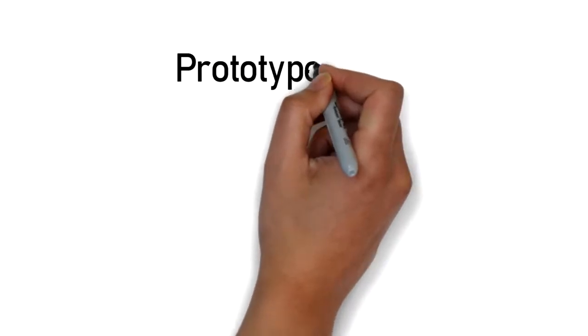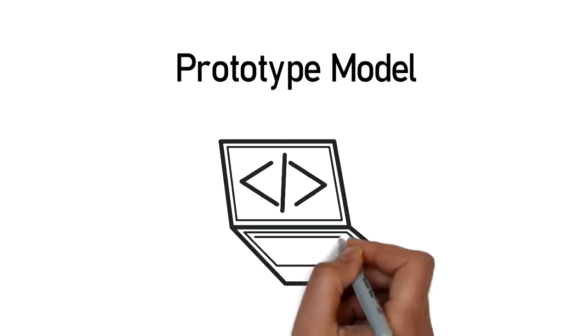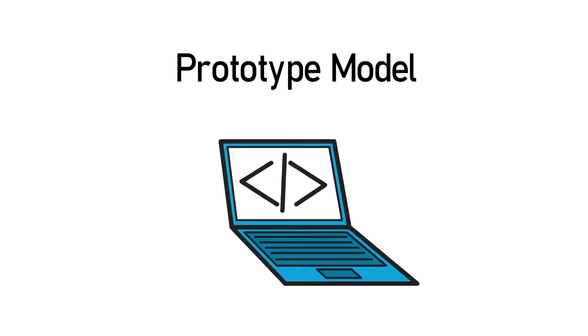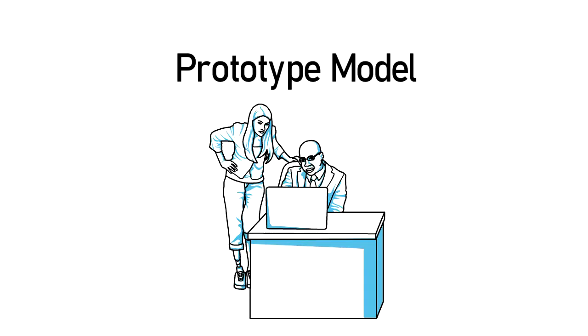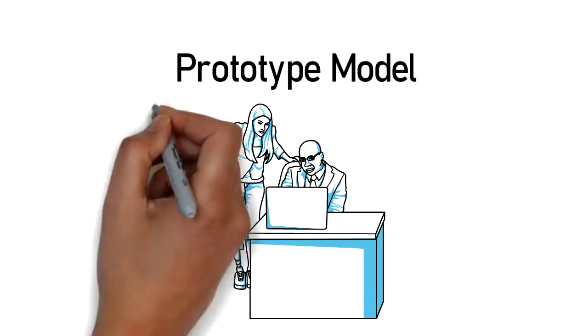Next comes the prototype model. In case of the prototype model, a working model of the application is created with limited functionality. This prototype is then shown to the customer to get the feedback. This helps in better understanding of the requirements.